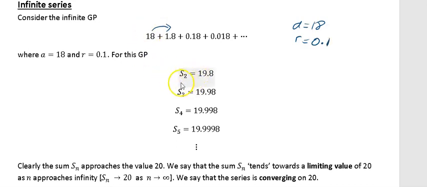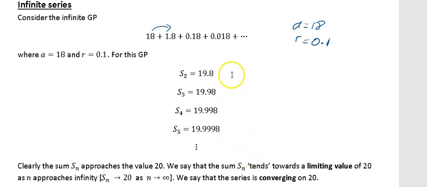Okay, so the sum of the first term is just going to be 18. The sum of the first two terms is going to be 18 plus 1.8, so 19.8. The sum of three terms is going to be 19.98. The sum of four terms is 19.998. The sum of five terms is 19.9998, and so on.